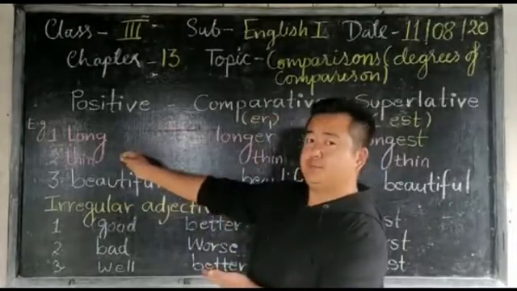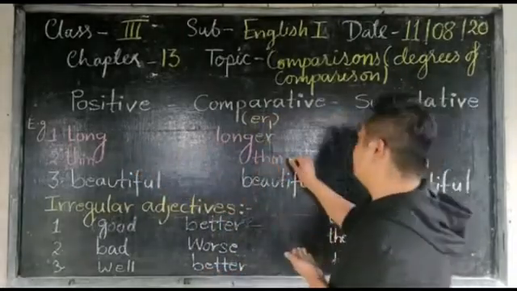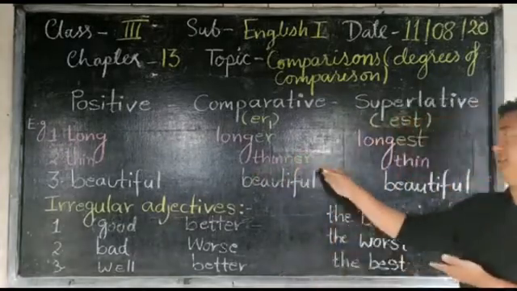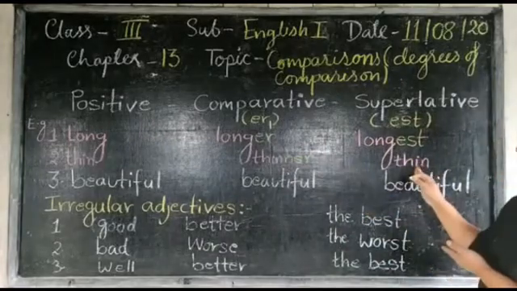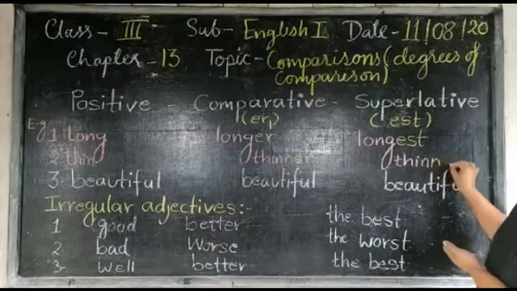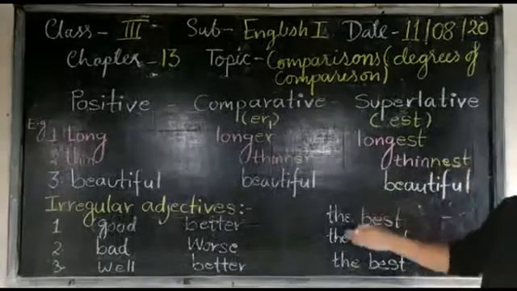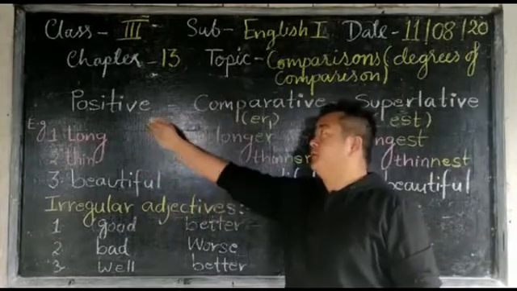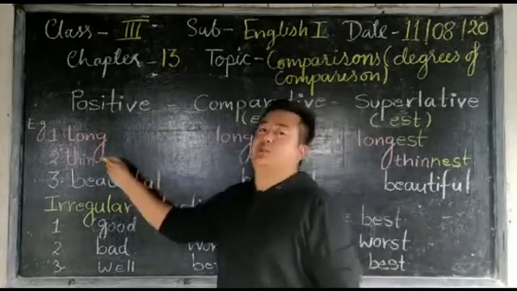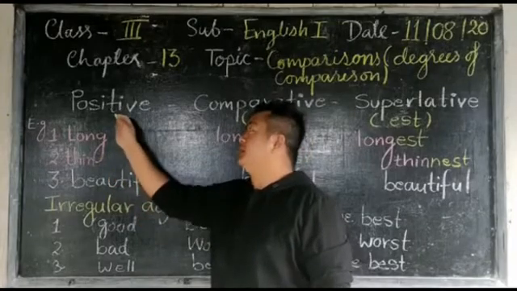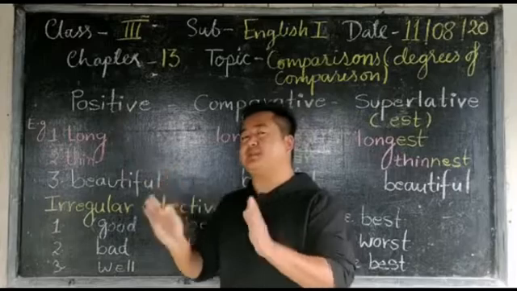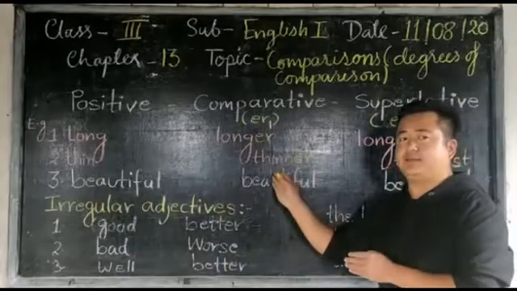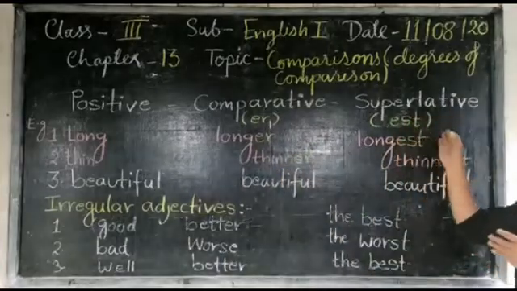Same in the case of thin. It's a positive word, and when I add er, that is thinner. Then when I add est, thinnest. This is how the same word changes into different forms. The word thin is also an adjective. When it remains the same, it takes the positive form. When you add er, it becomes comparative. And when you add est, it becomes the superlative form.